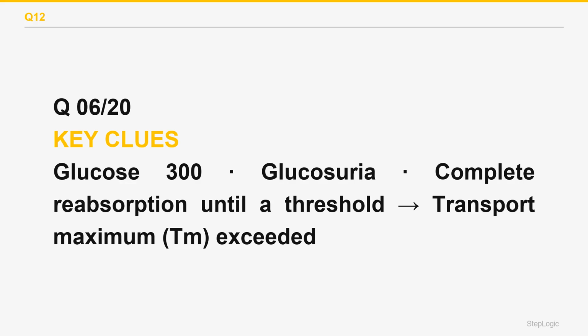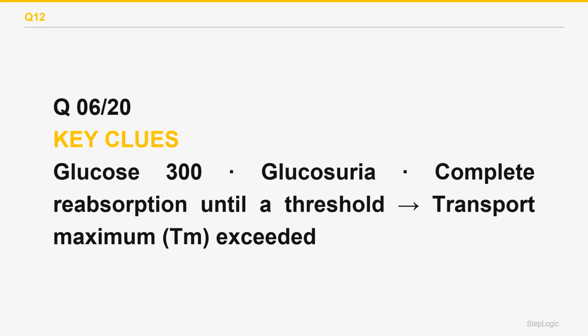Glucose is freely filtered at the glomerulus and then completely reabsorbed in the proximal tubule by SGLT cotransporters, as long as the filtered load is within their capacity. These transporters have a finite transport maximum, the TM.